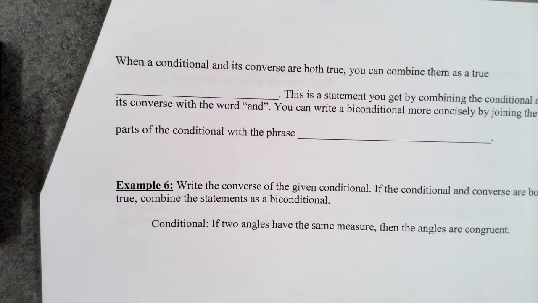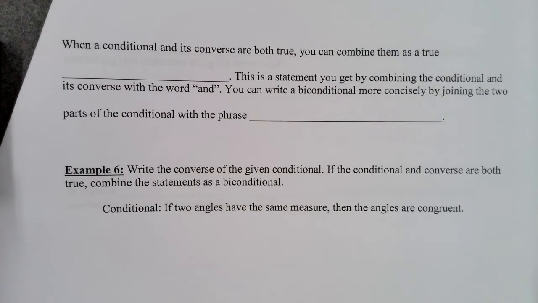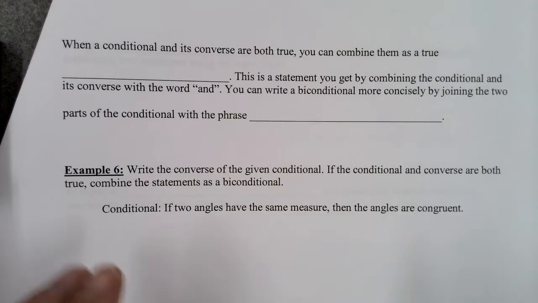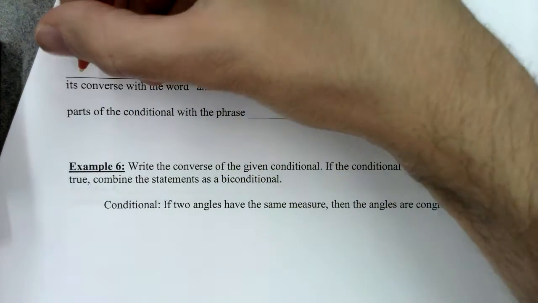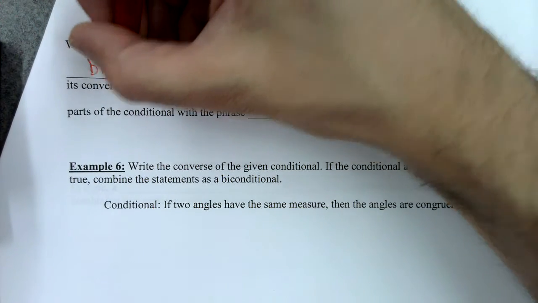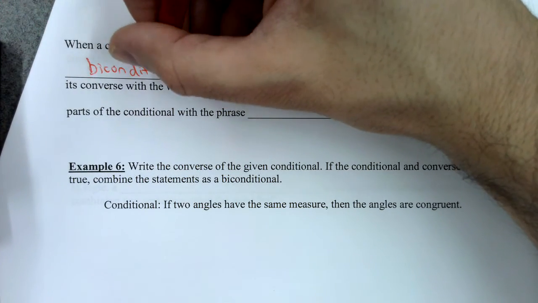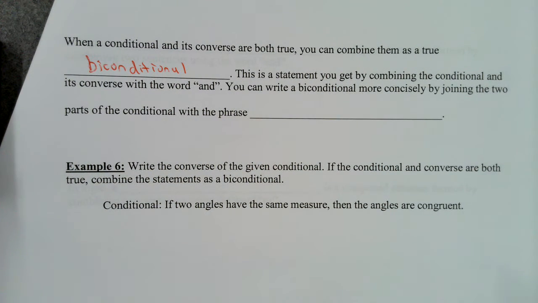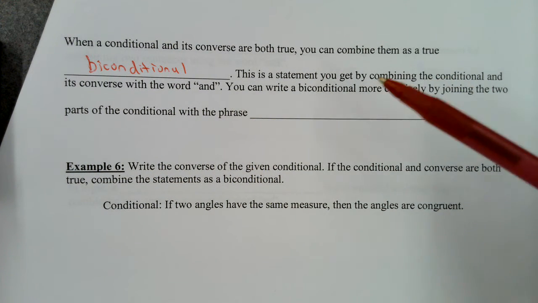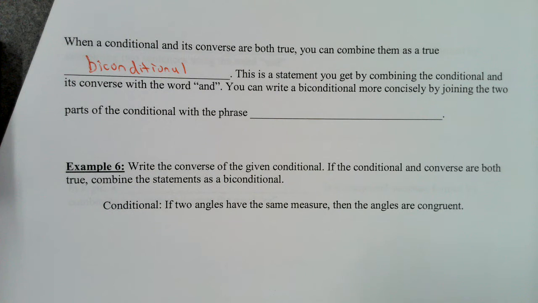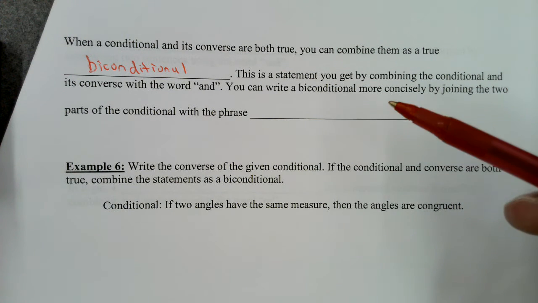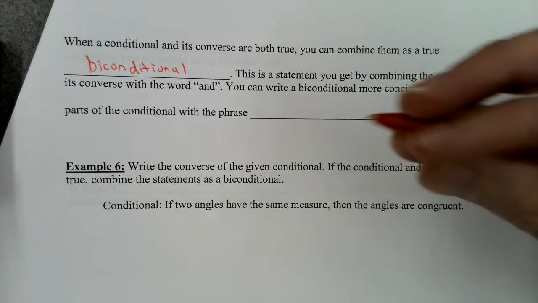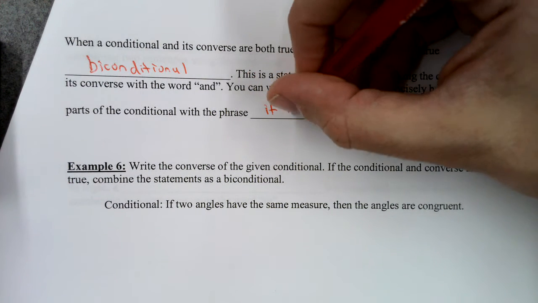Okay, so halfway done, 2 more pages. A couple definitions now. When a conditional and its converse are both true, you can combine them into one statement. That's called a biconditional. Bi means 2, so biconditional means 2 conditionals. Okay? You can combine this by combining the 2 sentences with the word and. That's a little messy. You can write this more concisely by using the phrase if and only if.